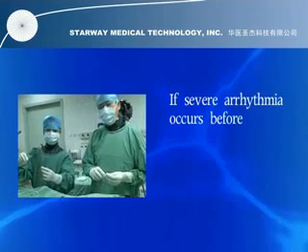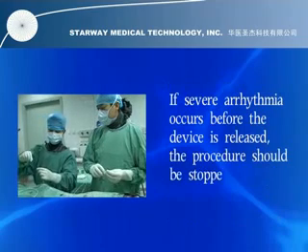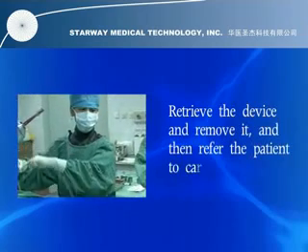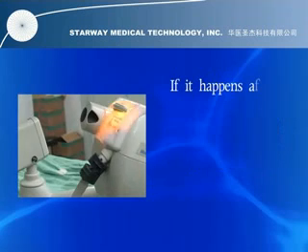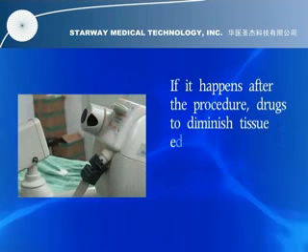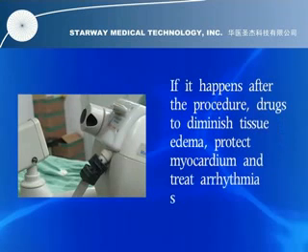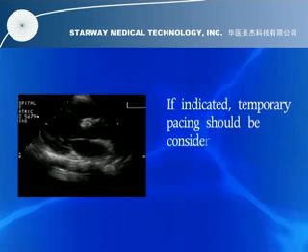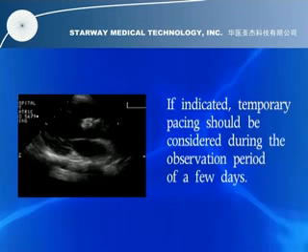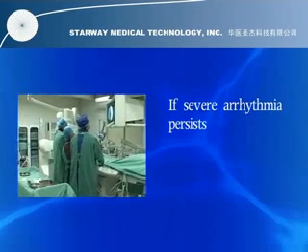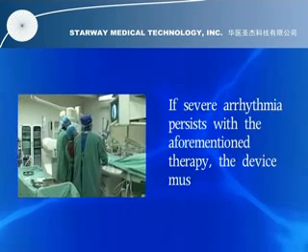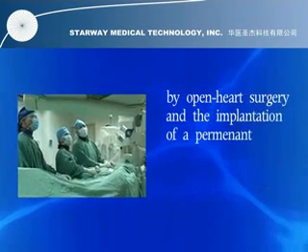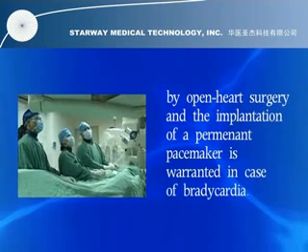If severe arrhythmia occurs before the device is released, the procedure should be stopped immediately. Retrieve the device and remove it, and then refer the patient to a cardiac surgeon. If it happens after the procedure, drugs to diminish tissue edema, protect myocardium, and treat arrhythmia should be given. If indicated, temporary pacing should be considered during the observation period of a few days. If severe arrhythmia persists with the aforementioned therapy, the device must be removed by open-heart surgery, and the implantation of a permanent pacemaker is warranted in case of bradycardia.